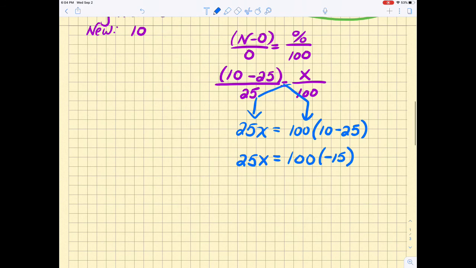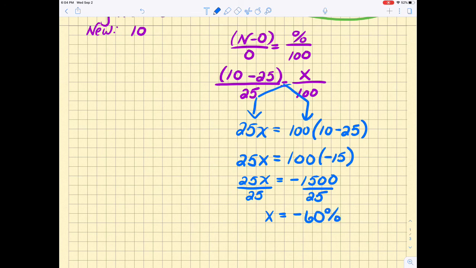So that's going to give us 100 times negative 15 is going to be negative 1,500 equals 25x. And again, what's going on between the 25 and the x is multiplication. Opposite operation, and we've got to do it to both sides of the equation. And when we do this, now I actually used a calculator. I did negative 1,500 divided by 25, and you would get negative 60%.